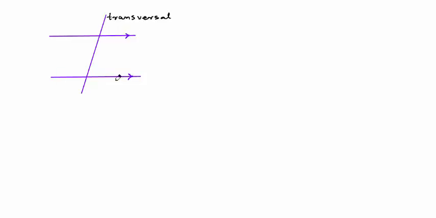Between any two parallel lines and a transversal cutting both of them, we have 8 angles. Let's name them as 1, 2, 3, 4, 5, 6, 7 and 8. There are a few types of angle pairs that are formed. Let's talk about them. The first one we are going to talk about is called corresponding angles.